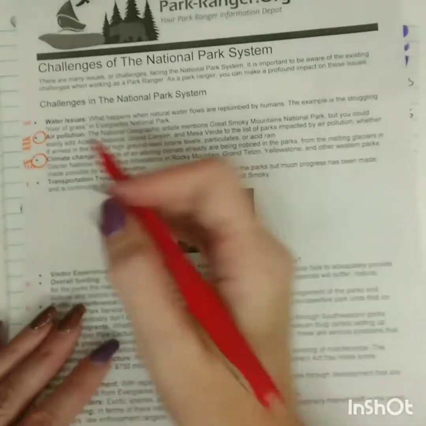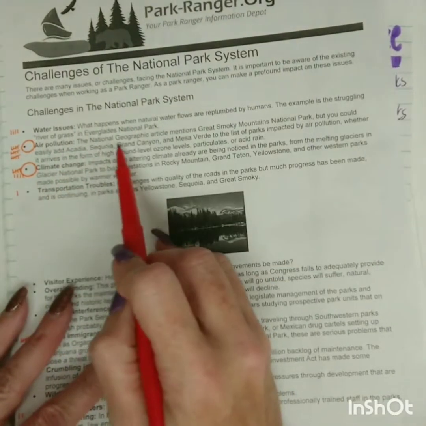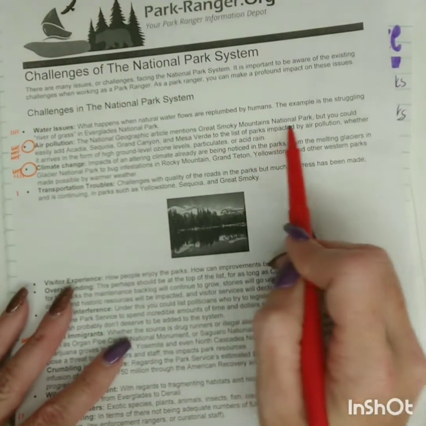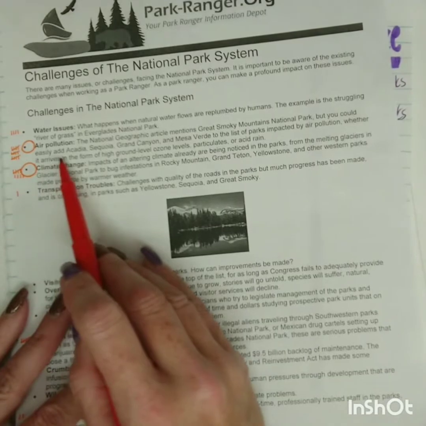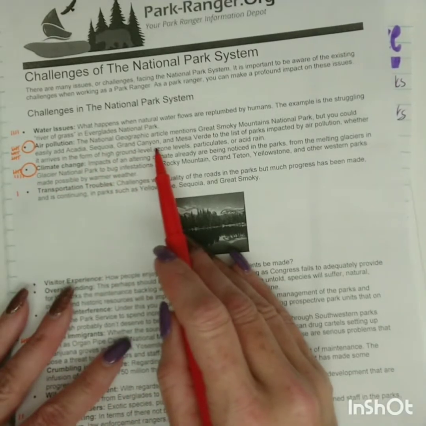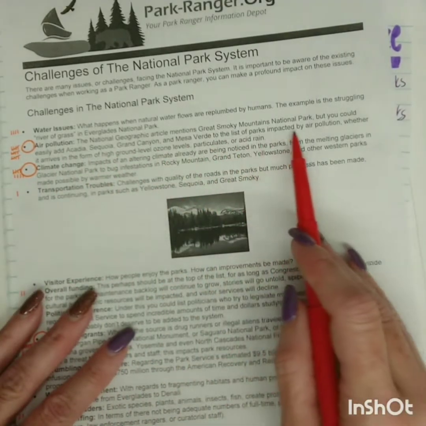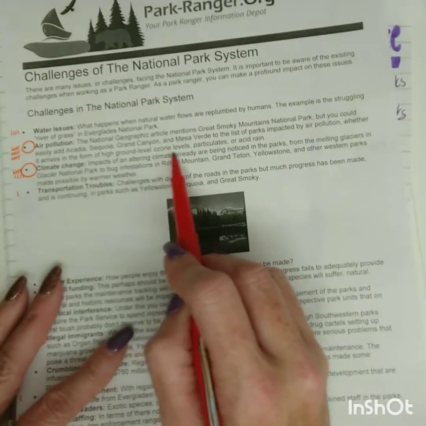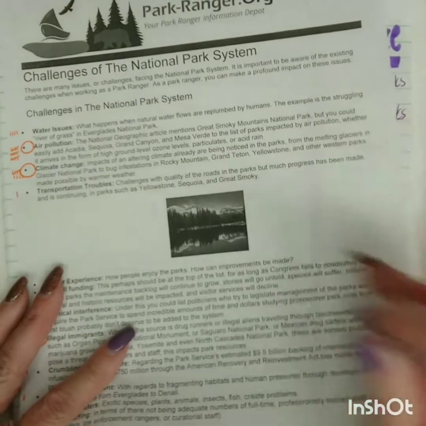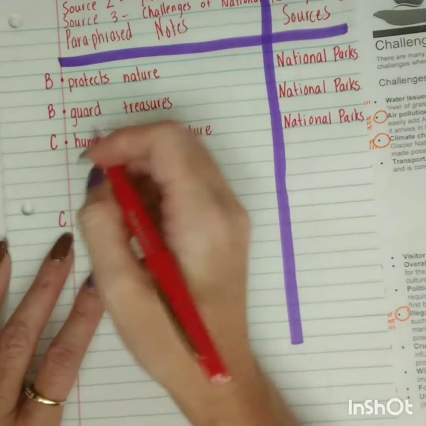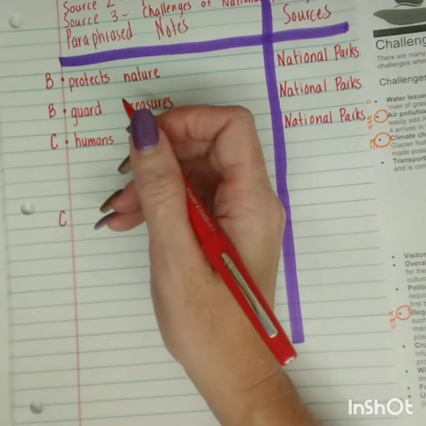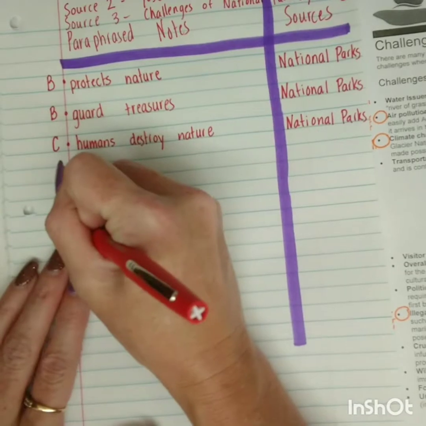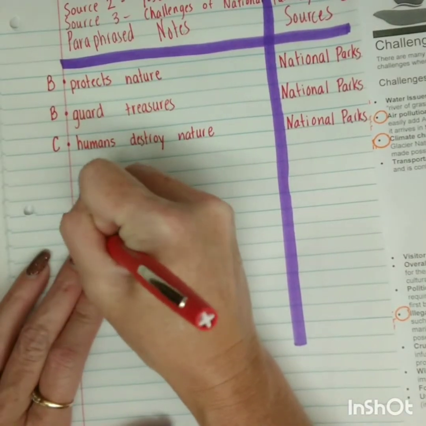So the one that got the most was air pollution. The National Geographic article mentions the Great Smoky Mountain National Park, but you could easily add Arcadia, Sequoia, Grand Canyon, and Mesa Verde to the list of parks impacted by air pollution, whether it arrives in the form of high ground level ozone levels, particles, or acid rain. So that was the one that the class thought overall was the biggest challenge. So I'm going to put air pollution.